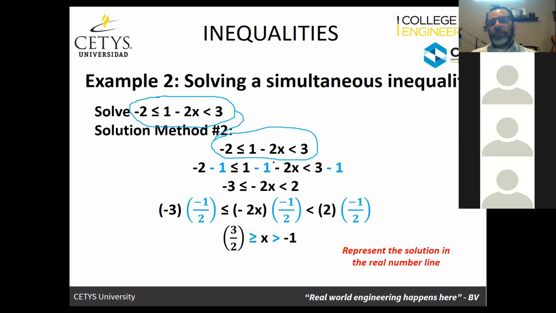First off, the difference here is that we're going to try to leave the variable that we are looking for in the middle. So we've got 1 minus 2x here in the middle, and -2 is less than or equal to that quantity, and we got a -3 here. Then we subtract 1 in the middle, but since we're doing it in the middle, we need to do it on each side of the expression. So we subtract it on the left and on the right. This gives us -3 less than or equal to -2x less than 2.